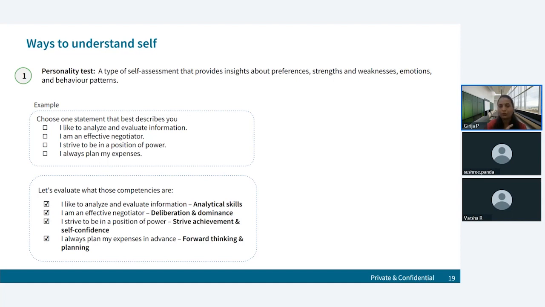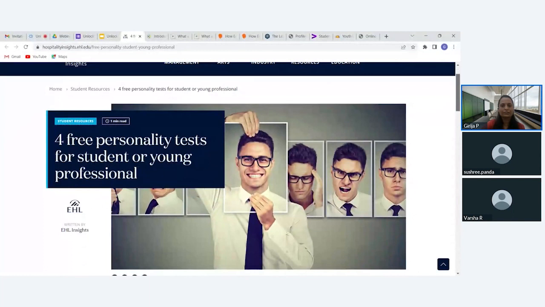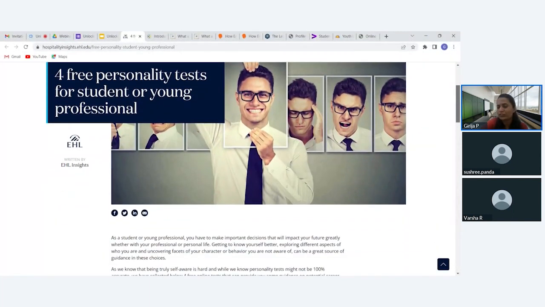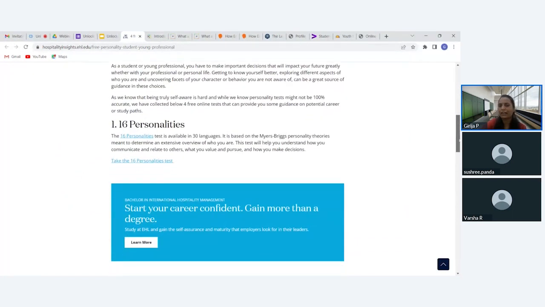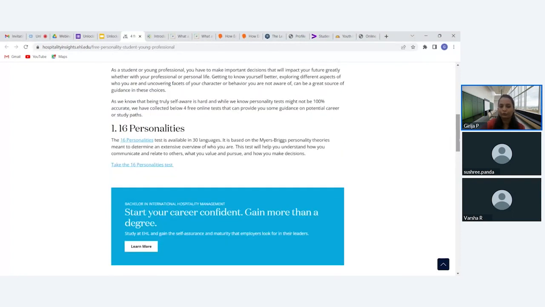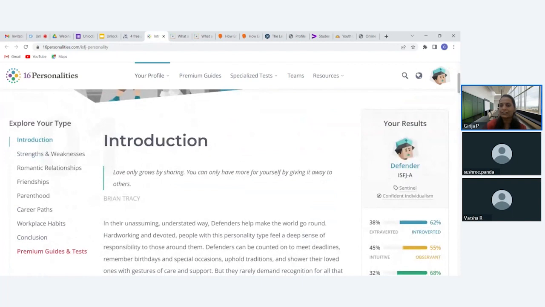You can take a personality test online as well. Here is one online test I would like to share with all of you. Let me share my screen. Here is the test. It has four personality tests, especially for students and young professionals who are about to join, or who have just joined the workforce. It has the 16 types of personality. It can help you see what kind of personality you are and how you can improve yourself. I also took that test, and it helped me understand what kind of personality I am. You can see that on my screen.